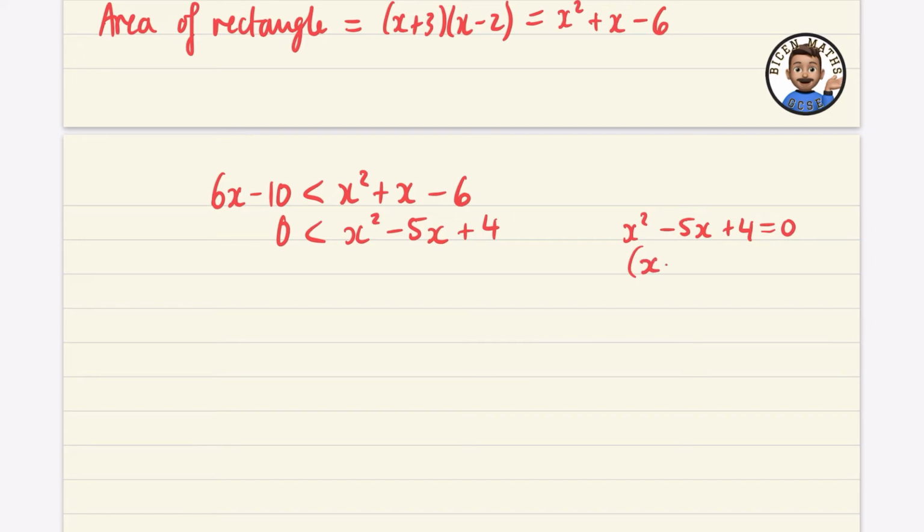I've done all of these as factorising. Some of them will have quadratic formula or completing the square. So it's going to be x minus 4, x minus 1. So the solutions are going to be that x is 1 and 4.